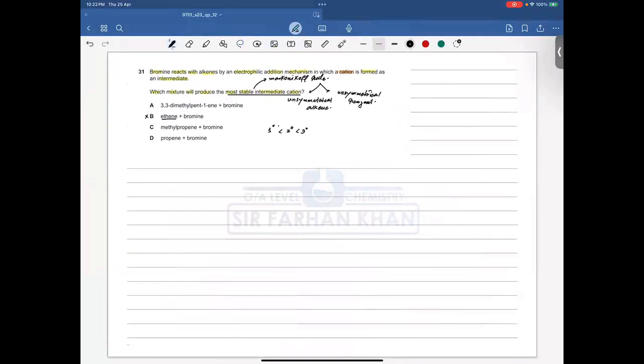So in the first option, that is A, we have pent-1-ene, 1, 2, 3, 4, 5. 1-ene means on the first carbon we have a double bond. 3,3-dimethyl. 1, 2, 3. 3,3-dimethyl. Okay, so this is the case.